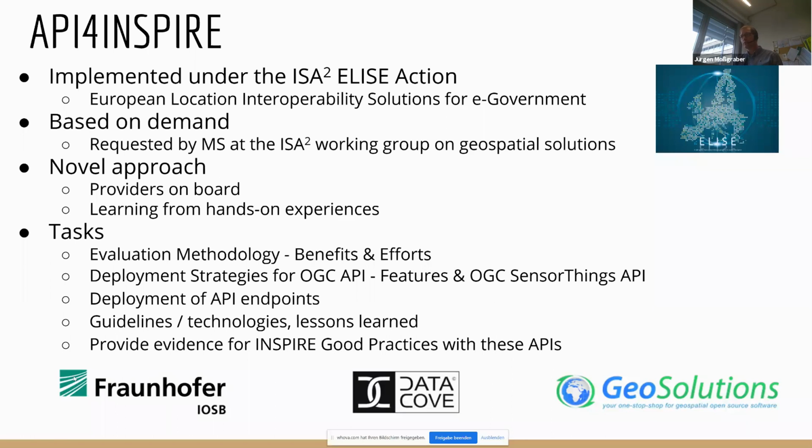OGC API Features service and the SensorThings API, which we already heard about in the previous talk. And to look into how easy it is to deploy these API endpoints together with our data providers, and from that abstract guidelines for how to do this, lessons learned, and come up with good practices.